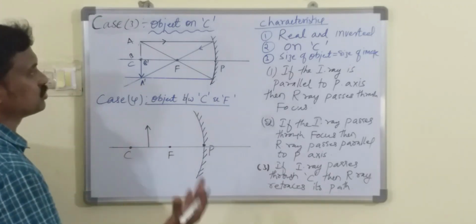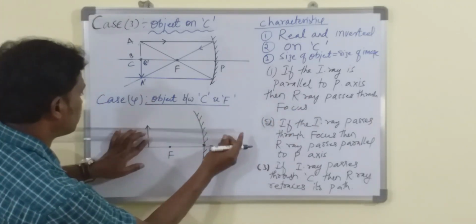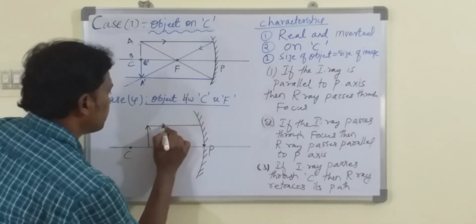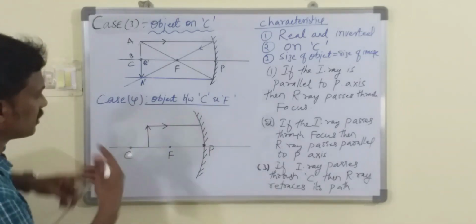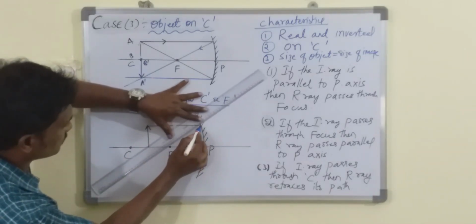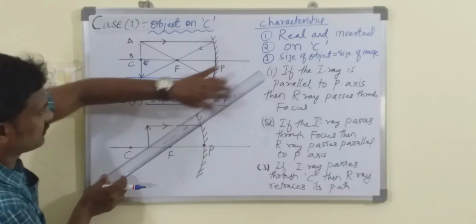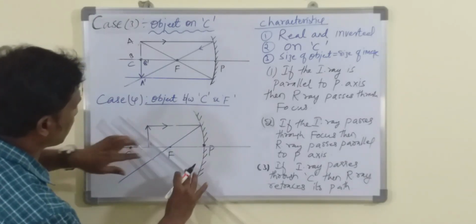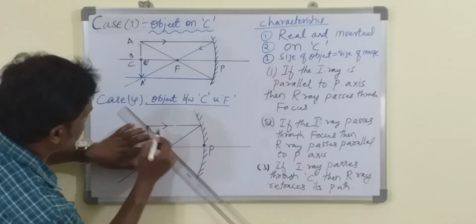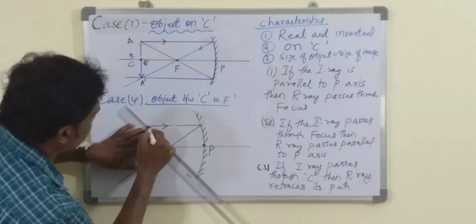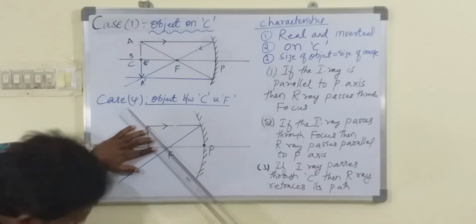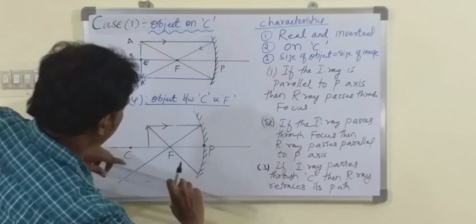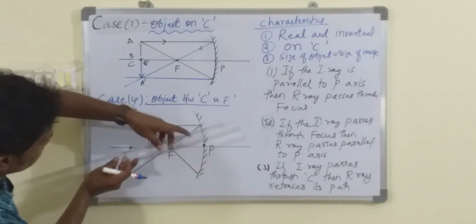Okay, the first, as usual, we are going to follow the first rule. The light ray is incident parallel to principal axis. This is the incident light ray, parallel to principal axis. Now the reflected ray passes through focus. This is the reflected ray. Now the second incident light ray passes through focus, and the reflected ray, let us see.